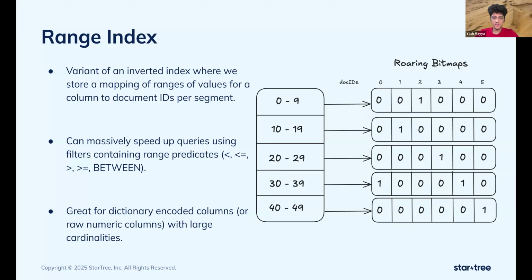And this index can massively speed up queries using range filter predicates, but also equality predicates, since less data would need to be scanned. So for instance, if you are using a range filter, we can simply look up the index for the corresponding ranges. If you're using an equality predicate, we can look up the corresponding range and then we'll need to read a smaller number of documents than the total number of documents. So this index is great for dictionary encoded columns or raw numeric columns with large cardinalities.